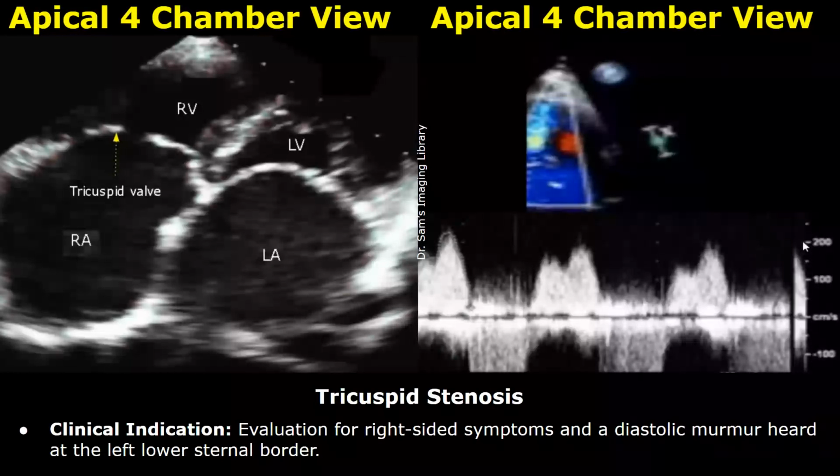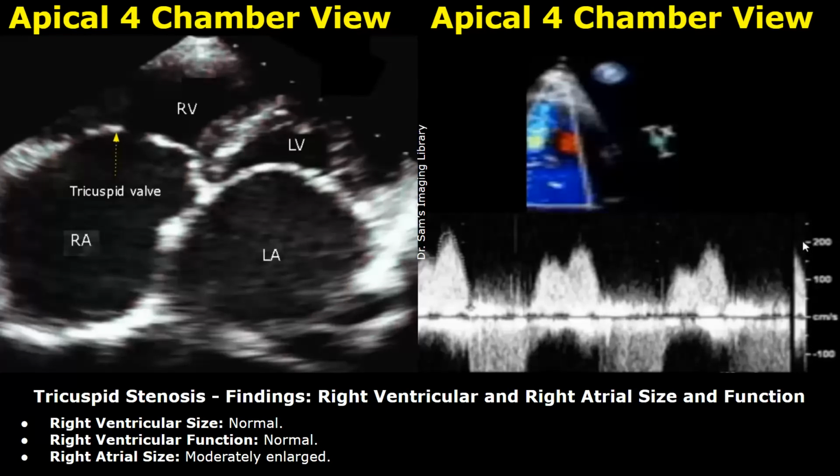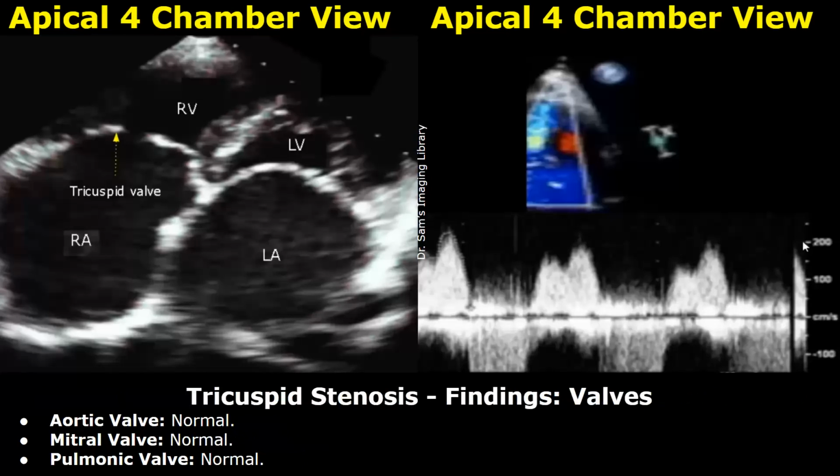This is a case of tricuspid stenosis. Clinical indication is evaluation for right-sided symptoms and a diastolic murmur heard at the left lower sternal border. The right ventricular size and function are normal, but the right atrial size is moderately enlarged. The aortic, mitral, and pulmonic valves are normal.